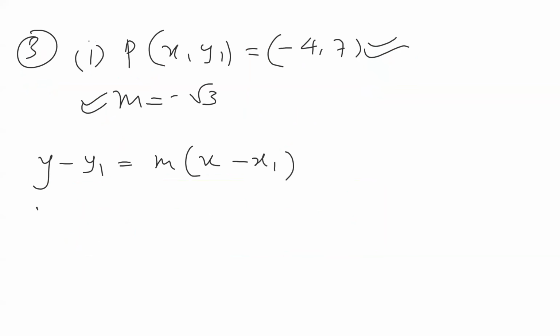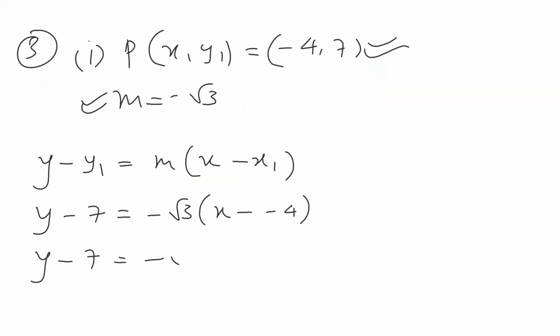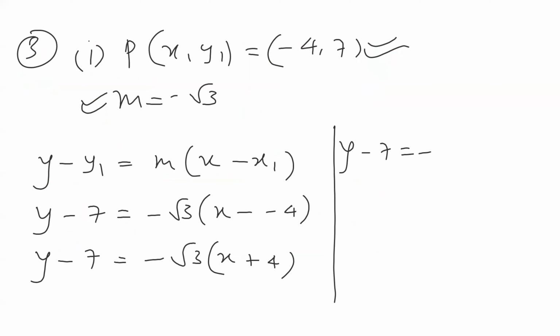So y minus y1 equals m times x minus x1. Okay, so y minus 7 equals minus root 3 times x plus 4. So this will be y minus 7, simplification, minus root 3x minus 4 root 3. So y plus root 3x is equal to 7 minus 4 root 3. This is the required equation.